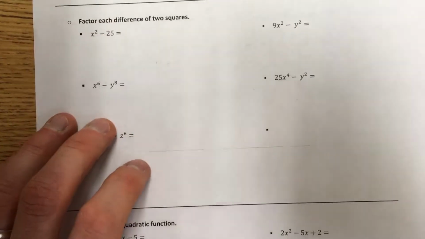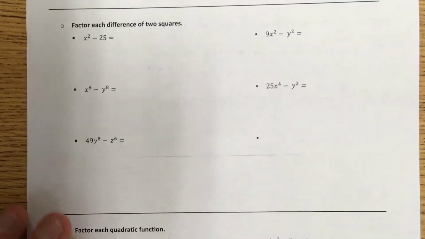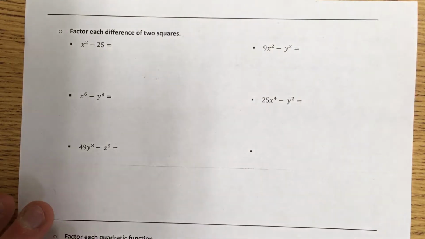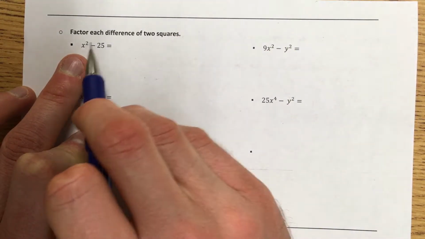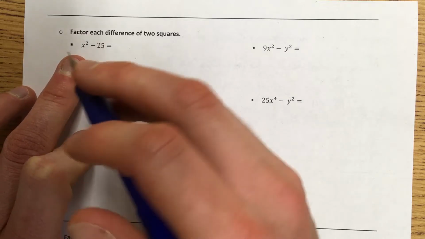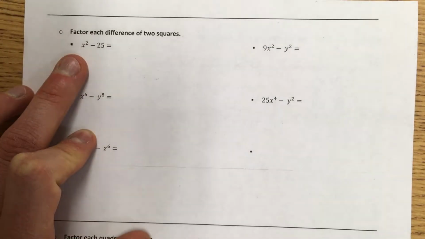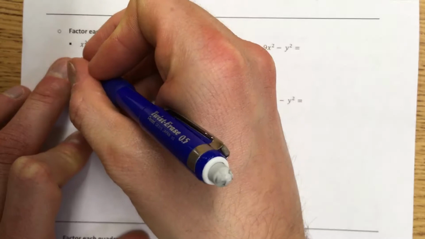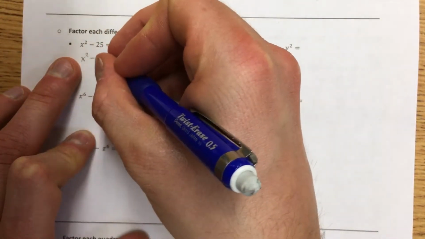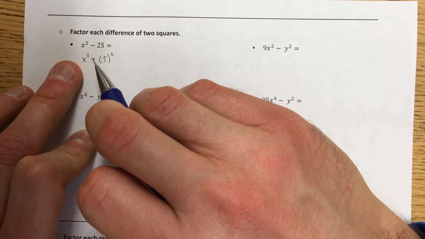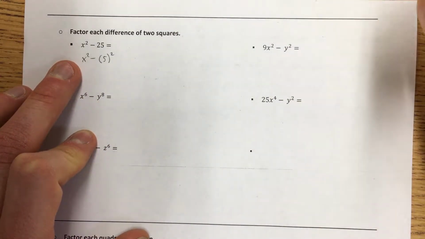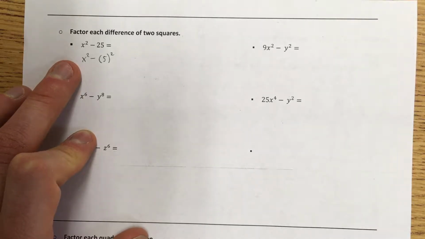Here we have what we call difference of two squares. The reason it's a difference of two squares is because here it's something squared minus 25. Well, we can rewrite 25 as a quantity squared, and that quantity being, I'm going to put in parentheses, 5 squared. So here we have something squared minus another thing squared. Anytime that we have that situation, it only works if it's subtraction, not addition.